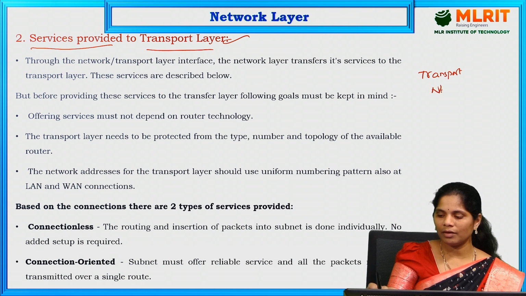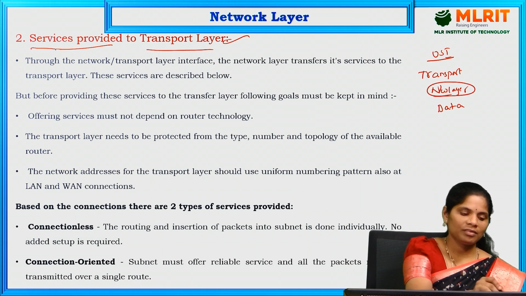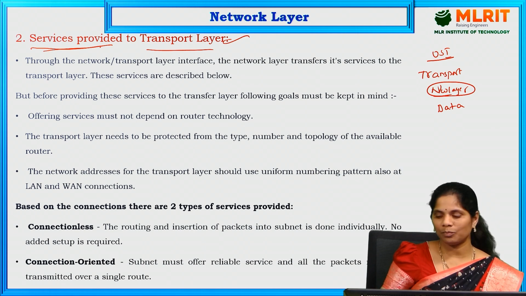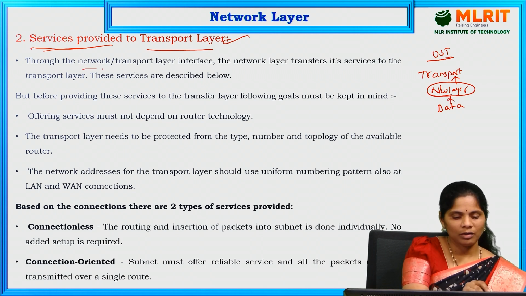Here is the network layer in the OSI reference model. I am talking about the OSI reference model. Here is the transport layer, network layer, data link layer. So here we are talking about the network layer design issue, right? How the services are going to be provided to the transport layer, through the network or transport interface.